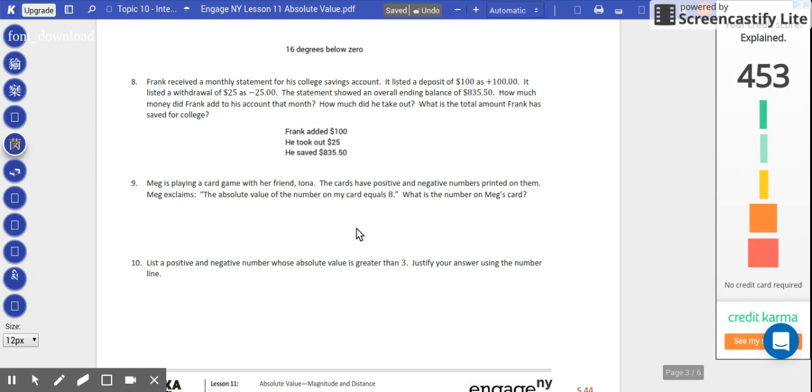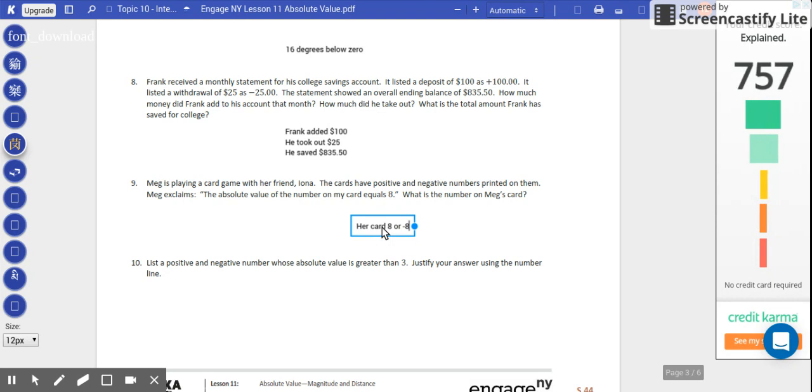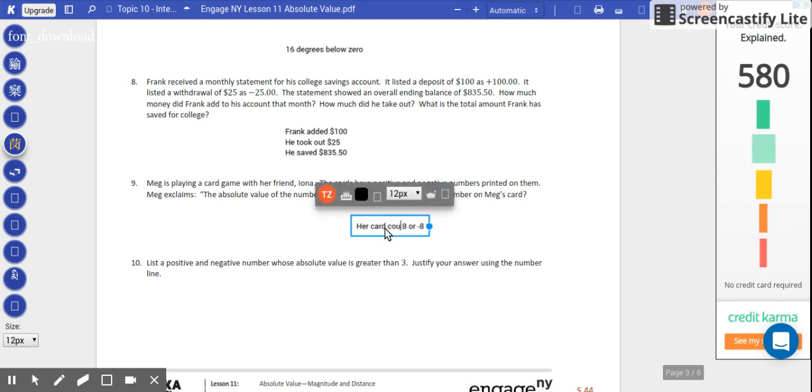If you remember from the top, I think we actually did one with the number 8 and negative 8. Yeah, we did. So it says the absolute value of the number on my card equals 8. There could be 2 options for that. Her card could say 8 on it, just positive 8, or it could also say negative 8. Because the absolute value is always positive. So since she just shouted out the absolute value of my number is 8, there's 2 options for what could be on her card.